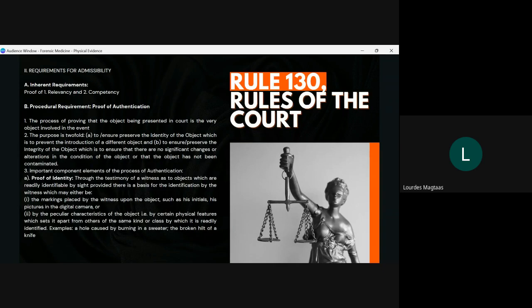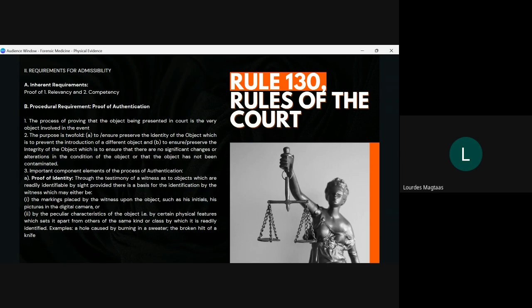This can be established through the testimony of a witness who can identify the object being presented as the same object that was collected at the scene of the crime or during the investigation. There are actually two ways in which a witness can establish proof of identity. First is through markings placed by the witness upon the object.